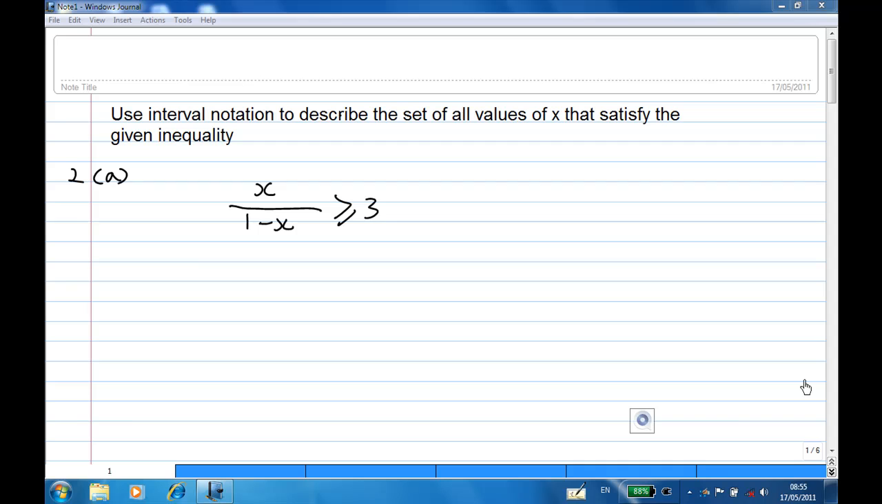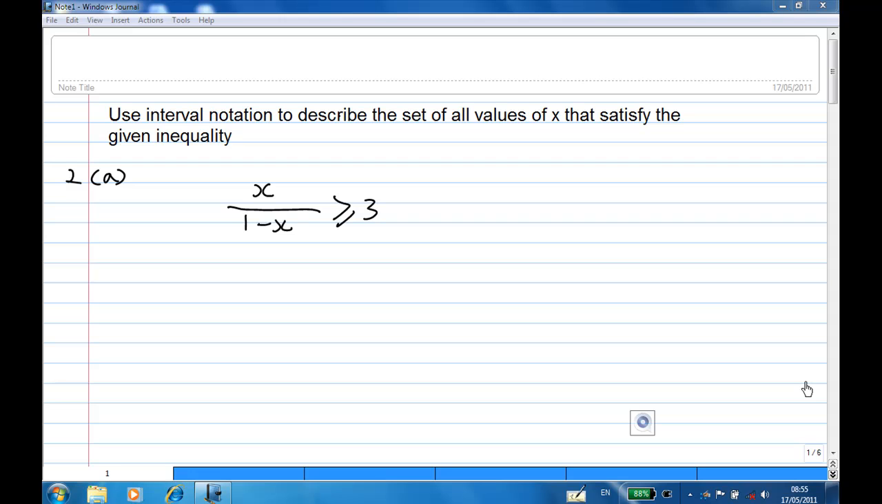This recording will show you how to solve an inequality and describe the solution in interval notation. We have the inequality x over 1 minus x greater than or equal to 3. Note that when you solve this inequality, you cannot cross multiply.